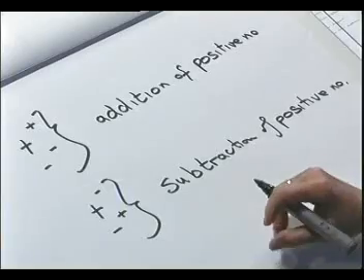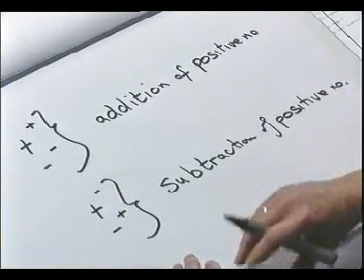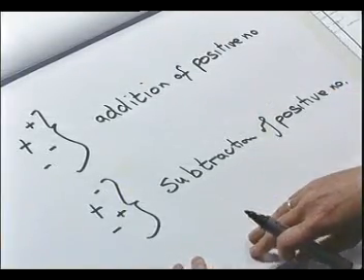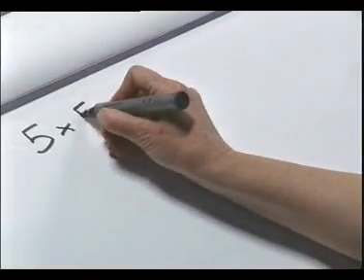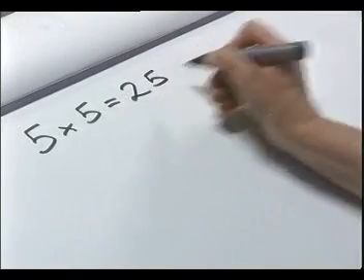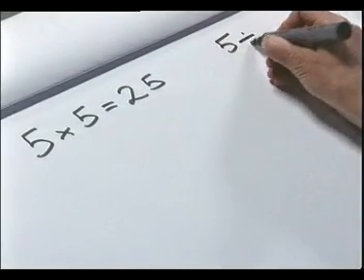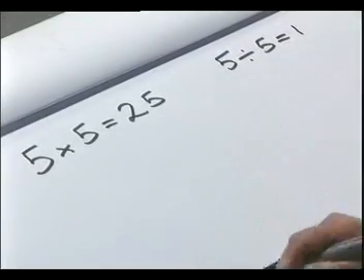Now, we've talked about addition and subtraction of positive and negative numbers, but what about multiplication and division? Well, we'll start with what we know. We know how to multiply and divide positive numbers. We know that 5 times by 5 is 25, and 5 divided by 5 is 1. Dead easy. But what about the multiplication and division of negative numbers?